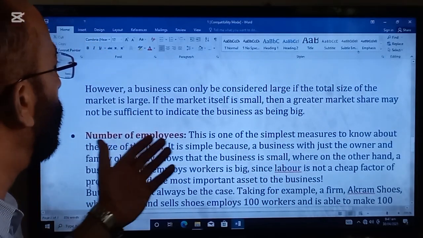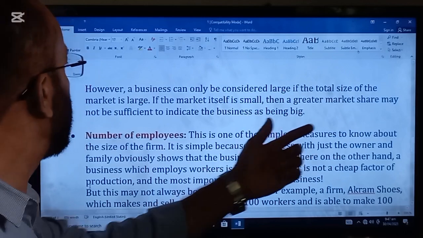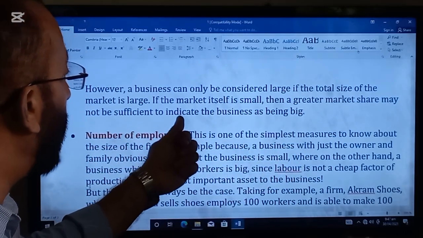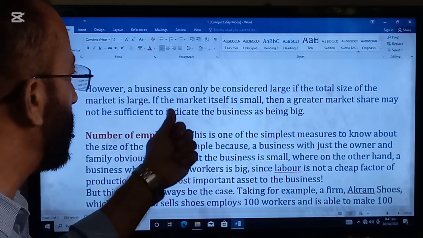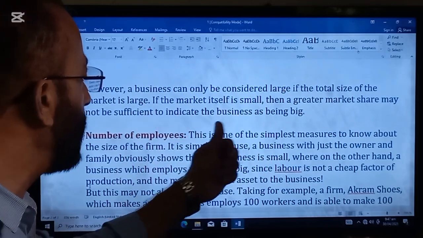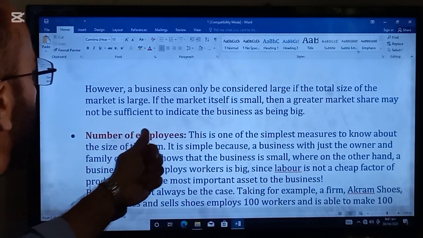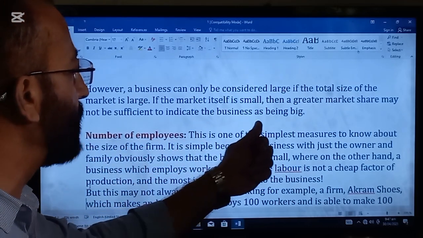However, a business can only be considered large if the total size of the market is large. If the market itself is small, so this is a very important point, then a greater market share may not be sufficient to indicate the business as being big.